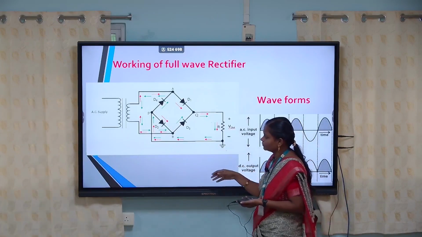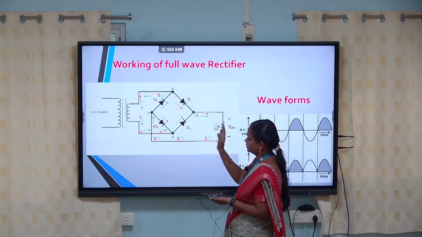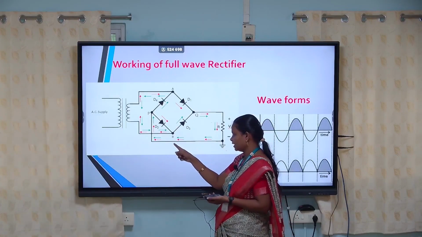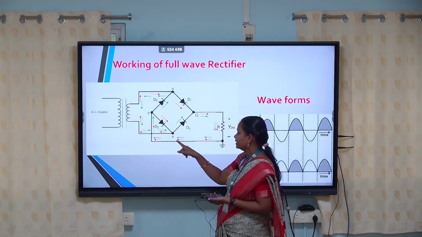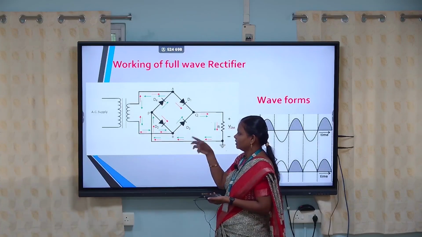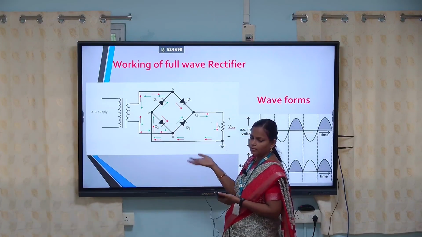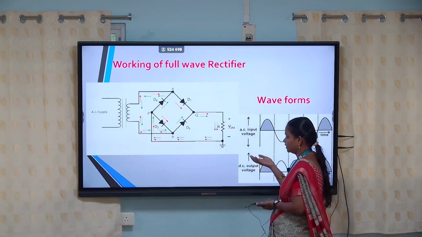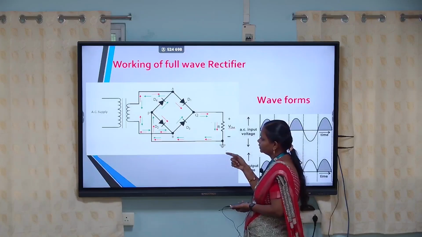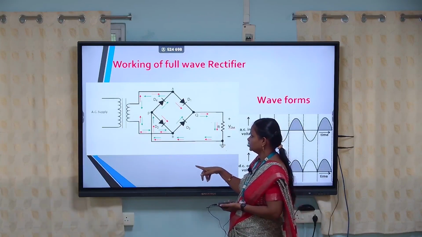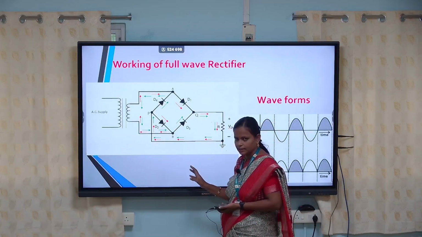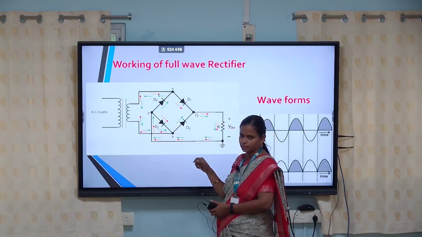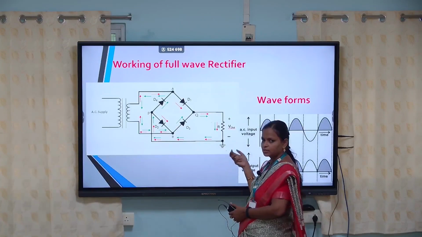During the negative half cycle of the AC input voltage, when it enters the circuit, the end A becomes negative and B becomes positive. This B end will make the diodes D3 and D4 forward biased, so that the current conduction takes place by means of the other 2 diodes. So in this way, during the positive half cycle of the AC input voltage, the diodes D1 and D2 will conduct the current. During the negative half cycle of the AC input voltage, the diodes D3 and D4 will conduct the current. In this way, the process is executed.